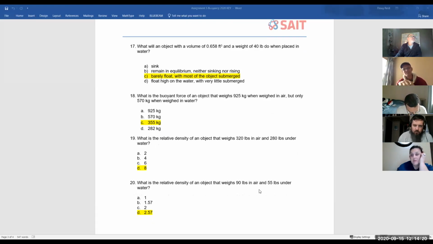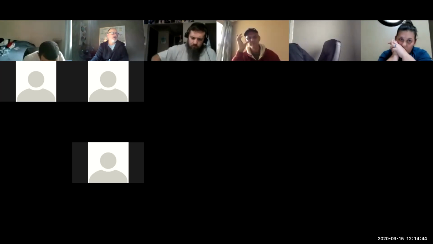It says, what will it do when you place it in water? Equilibrium is neither rising nor sinking. It's definitely not floating, and it's not sinking to the bottom. That's what equilibrium is. But this object that we're talking about is barely floating, with most of the object submerged. So I want to explain this and how I got to that.